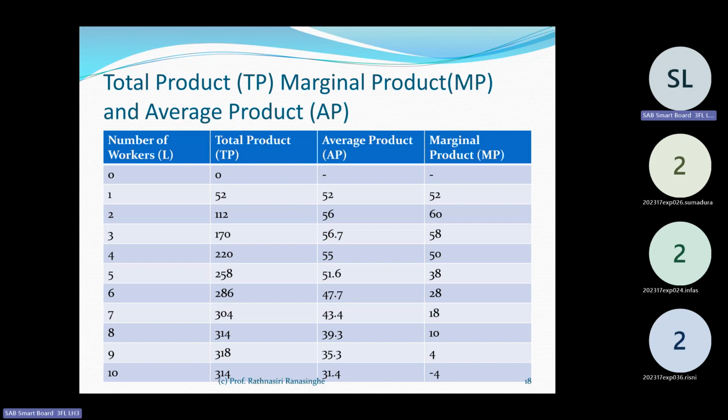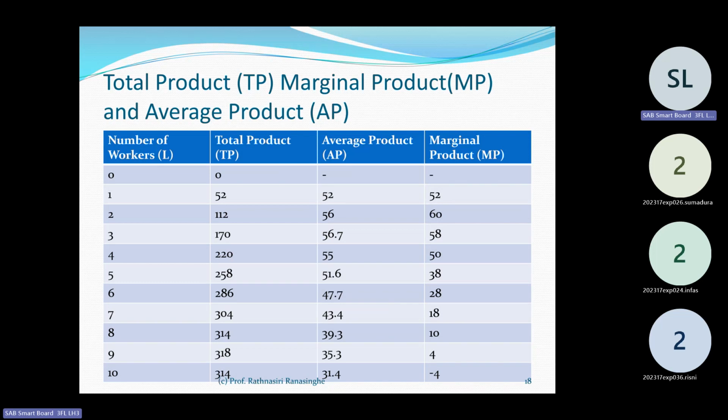If you look at the average product, what happened? First it increases and comes to the maximum at this level, at 3 units of labor. Thereafter it continuously decreases. And the marginal product also increases in the initial period, comes to the maximum level, and thereafter decreases and becomes negative. So somewhere its marginal productivity equals 0.